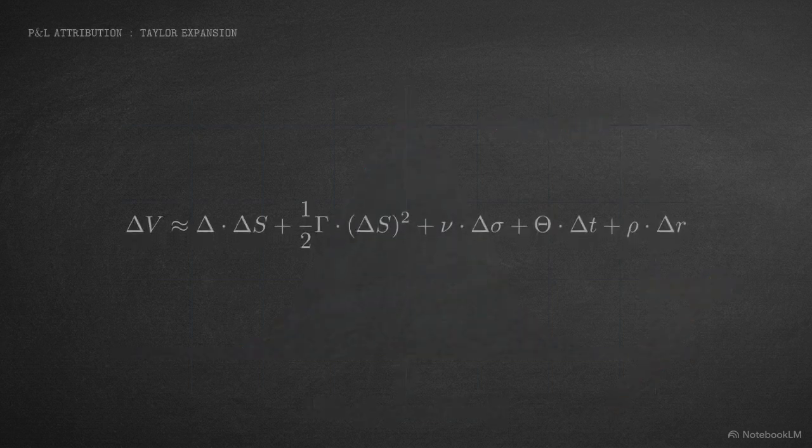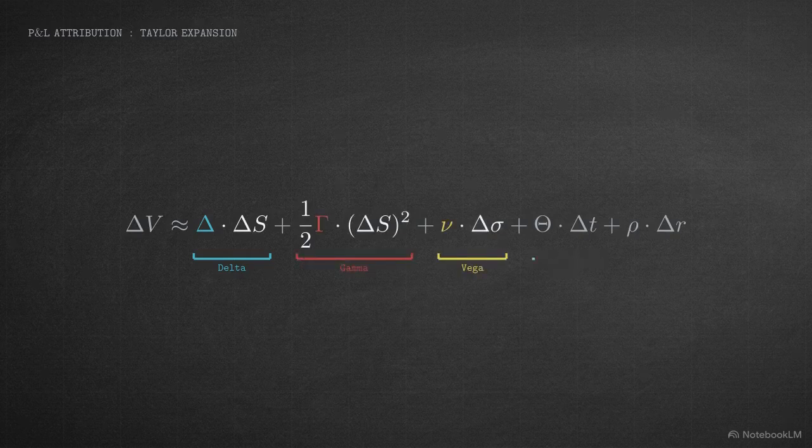This equation is a Taylor expansion used for daily profit and loss attribution. It isolates the specific contribution of delta, gamma, vega, theta, and rho, summing them up to explain the total risk and return of a trading book at any given moment.